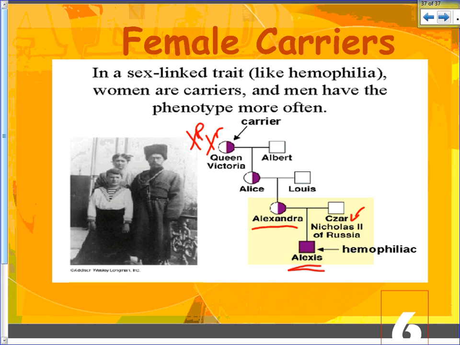Hemophilia is the inability of the blood to clot. Prince Alexis actually didn't live very long back when he was growing up because he would have had blood clotting issues, and medicine just wasn't the way it was today. So that's a sex-linked trait. You should have enough information to go ahead and do sex-linked problems now.